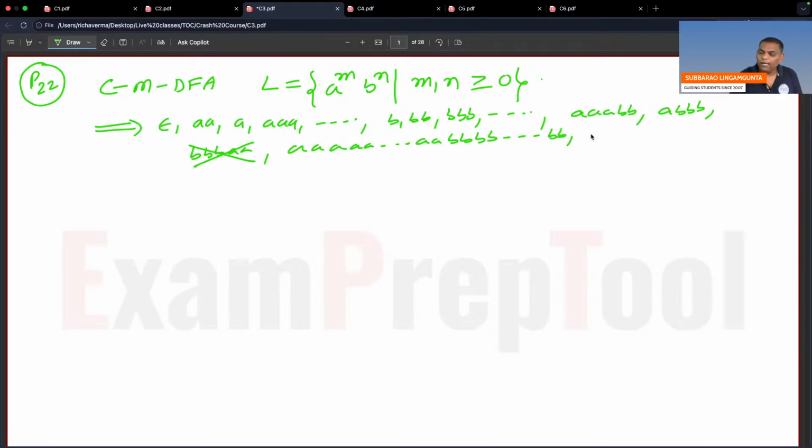Right? This is the language. I think you are fine with the problem. Construct a minimal DFA for the language L = a^n b^n, where m, n are greater than or equal to 0. So like this. I think everything is fine.